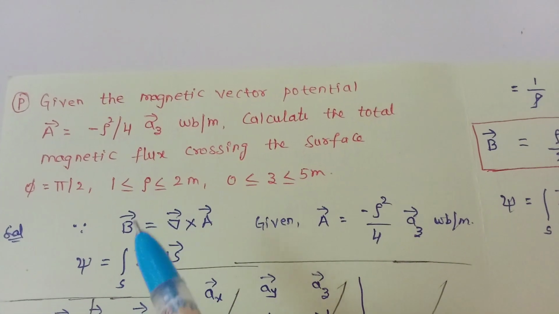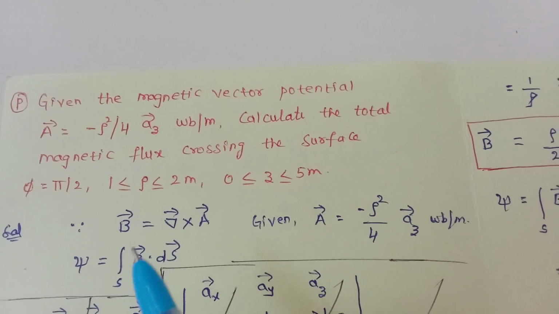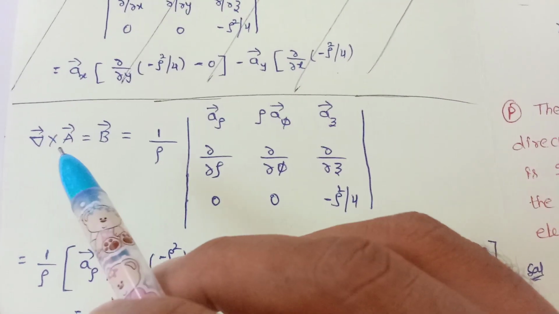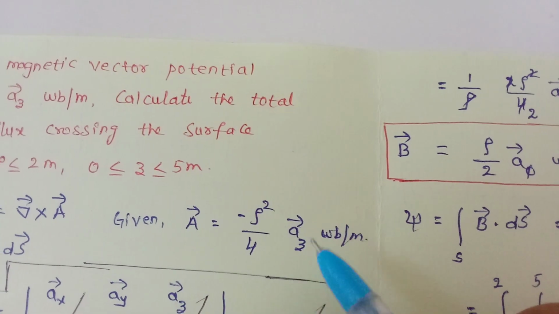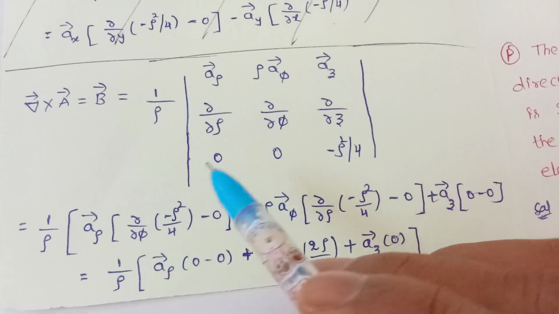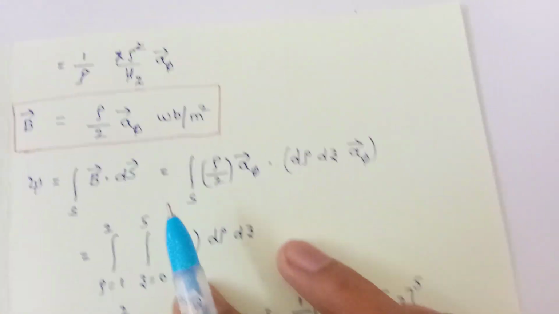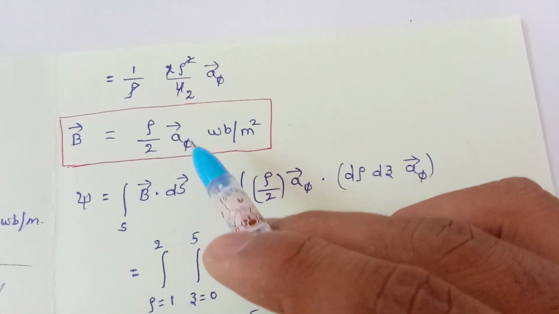Therefore, I have used these two formulas. B bar is equal to cross product of del bar and the magnetic vector potential. Then flux phi is equal to the surface integral of B bar dot ds bar. Since A bar is given in the circular cylindrical coordinate system, I have used del bar cross A bar equal to B bar in the circular cylindrical coordinate system. Is it clear? If you observe the given magnetic vector potential, only the z component is present. Therefore, the remaining two components are 0. Then we have the z component.